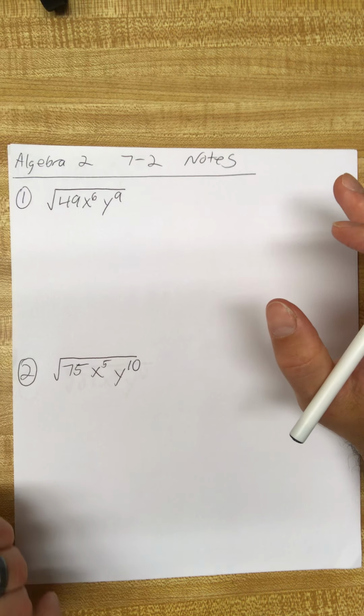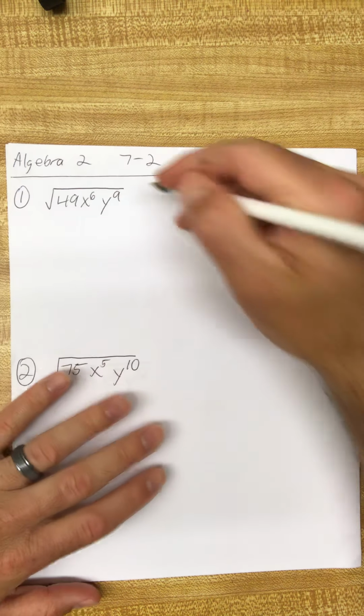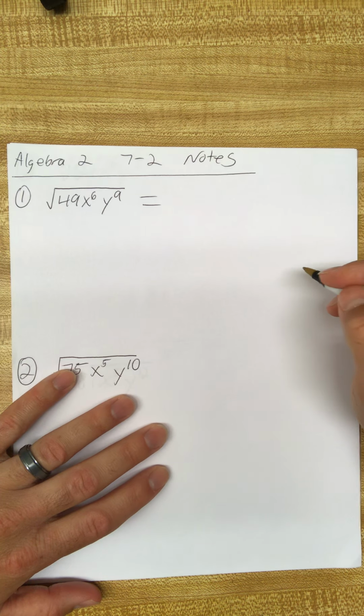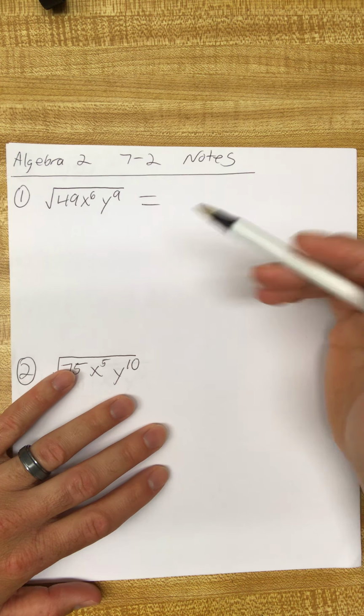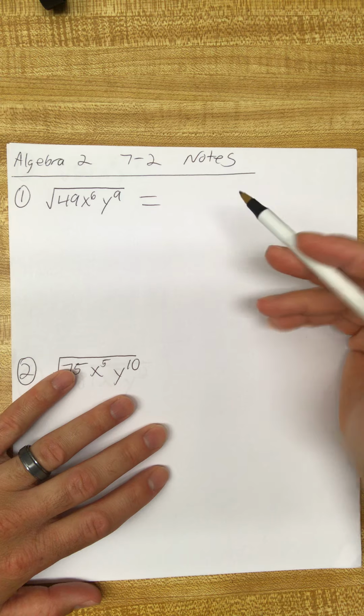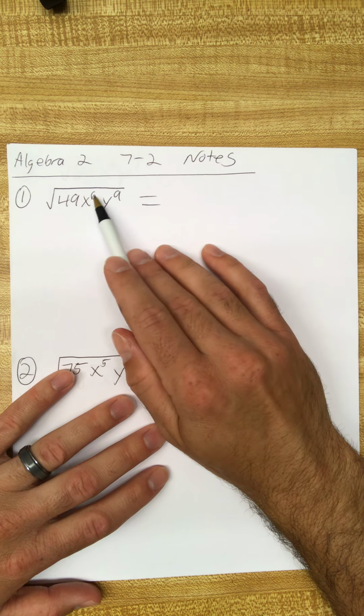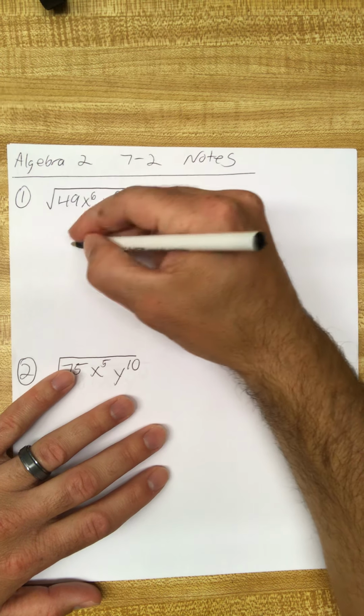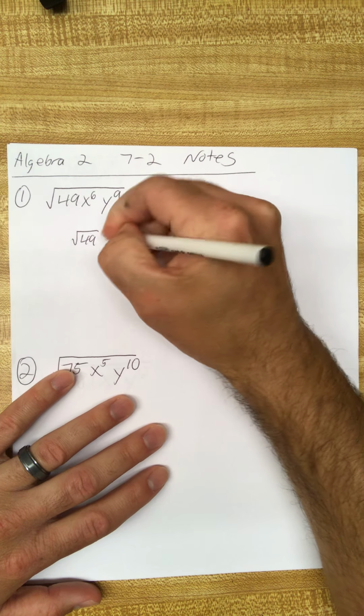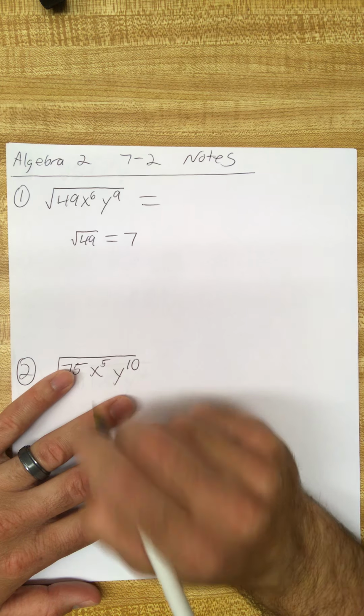Alright, so we're going to continue today with simplifying square roots, cube roots, and fourth roots. So first up here, I think one thing that's good to do in all these problems is just take each term individually. We have our coefficient here of 49. We have our x term, we have our y term. So square root of 49, not too bad, it's a perfect square, it's just 7.